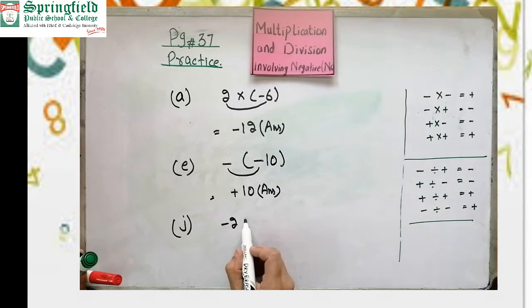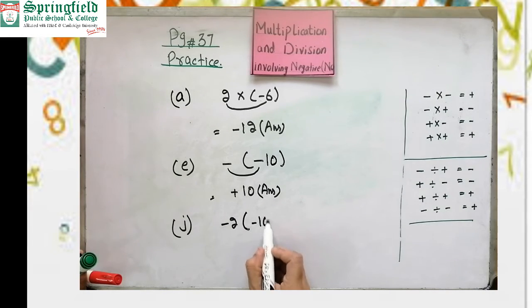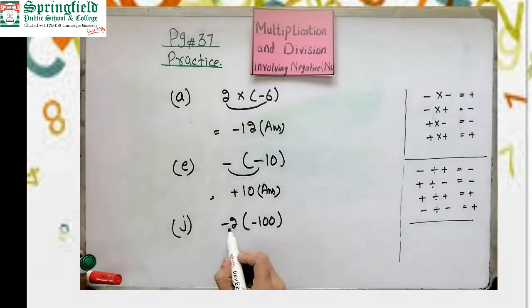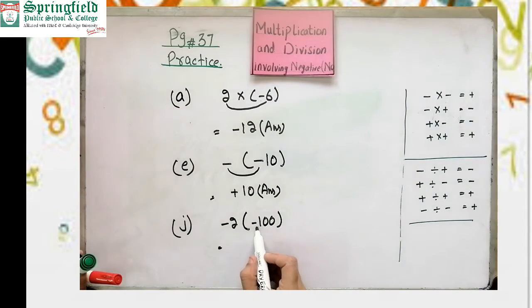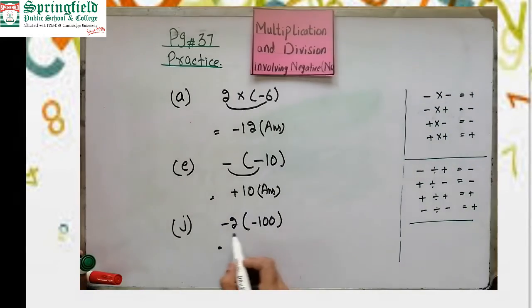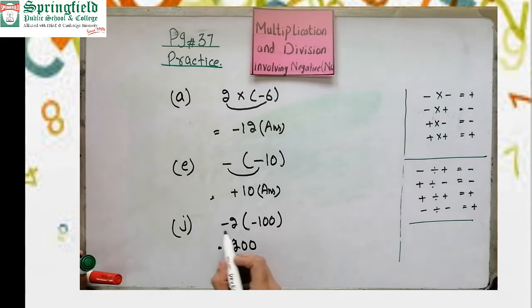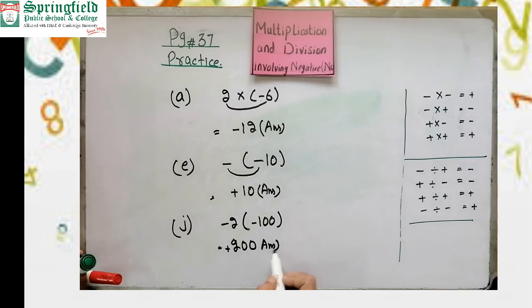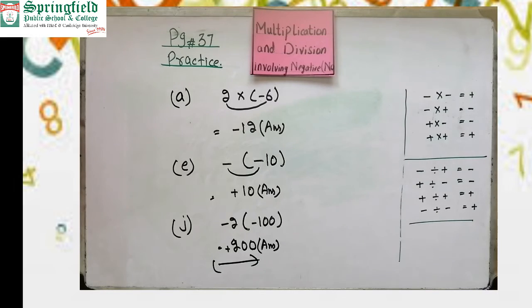Now come on the J, last part. Minus 2 multiply, means minus 2 is multiplied with minus 100. There is no sign, it means they are multiplied. So minus 2 multiply with minus 100. 100 multiply 2 is 200. Then minus multiply with minus sign, plus sign. It will become plus. Understood, beta? Okay, now rest all the parts are your task. Complete all these questions in your notebook.